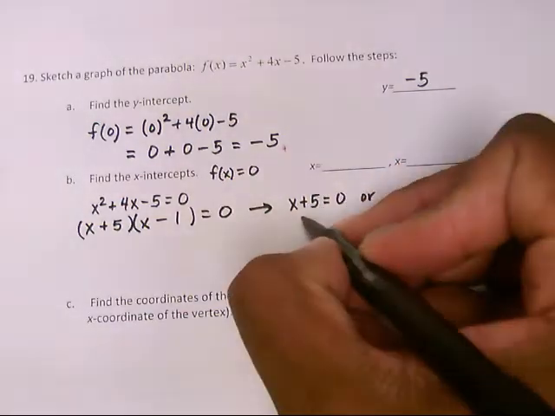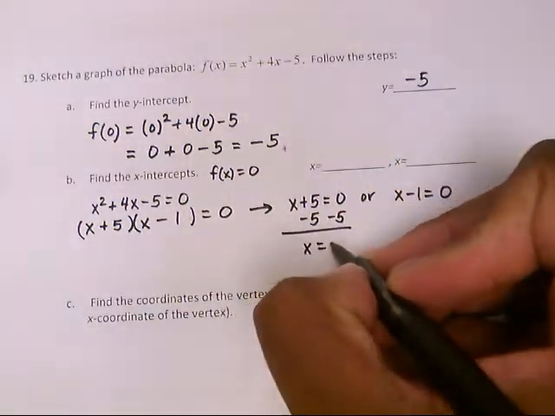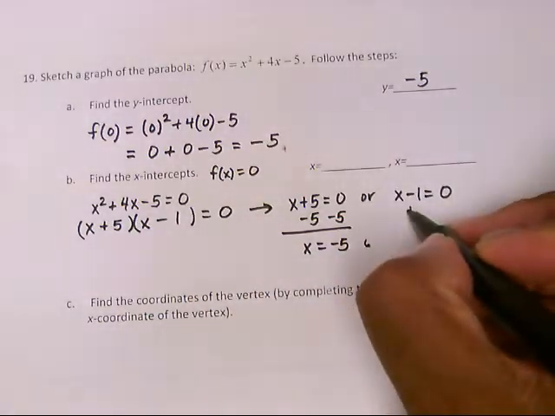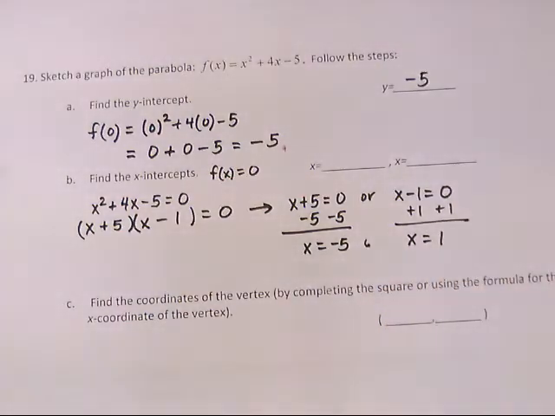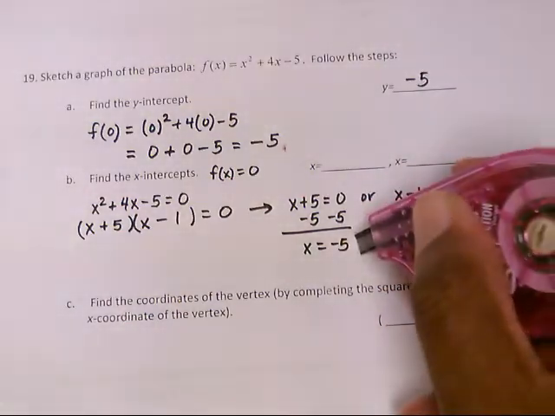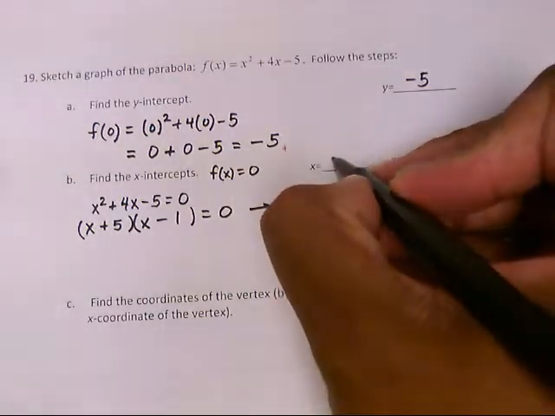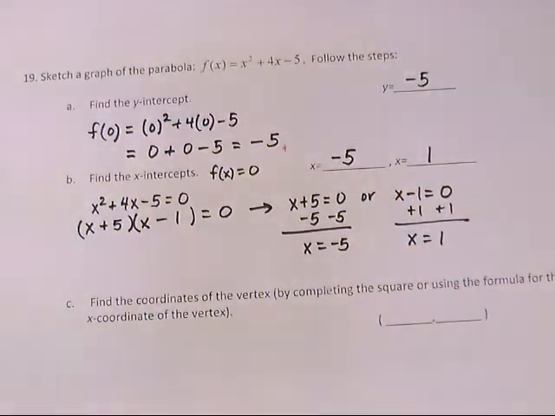And then for each equation, we'll solve for x. So for the x plus 5 equal to 0, that means x is equal to negative 5. Then for the x minus 1 equal to 0, that means x is equal to 1. So these are my two x-intercepts here. At x equal negative 5 and at x equal to 1, that parabola will be crossing the x-axis at those x values there.